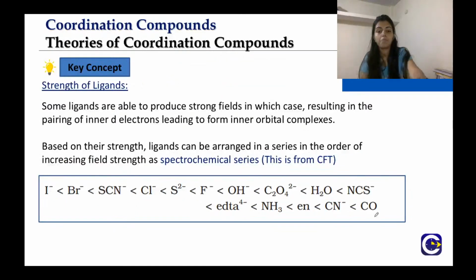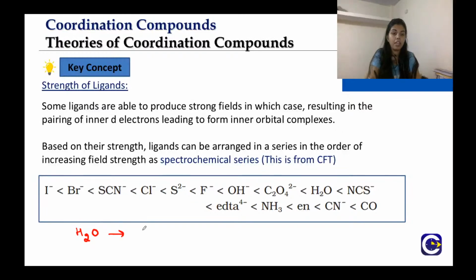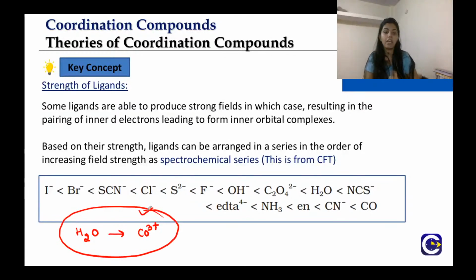Now there is a speciality for some ligands. See, H2O is a weak field ligand only, but it behaves as a strong field ligand with cobalt 3+. This you should write down, that with cobalt 3+, H2O behaves as a strong field ligand. That means it has the ability to pair electrons. Just write it down in your notebook somewhere, because these are some special cases. Otherwise, it will behave as a weak field ligand. CN minus, CO and ethylenediamine will always behave as strong field ligands. I minus, Br minus till ammonia will behave as weak field ligands.